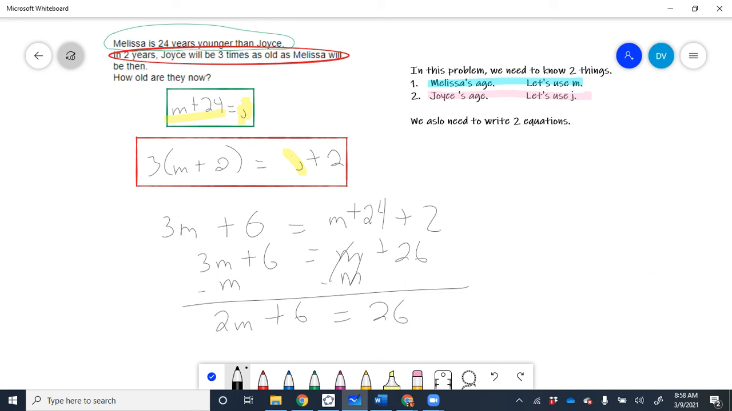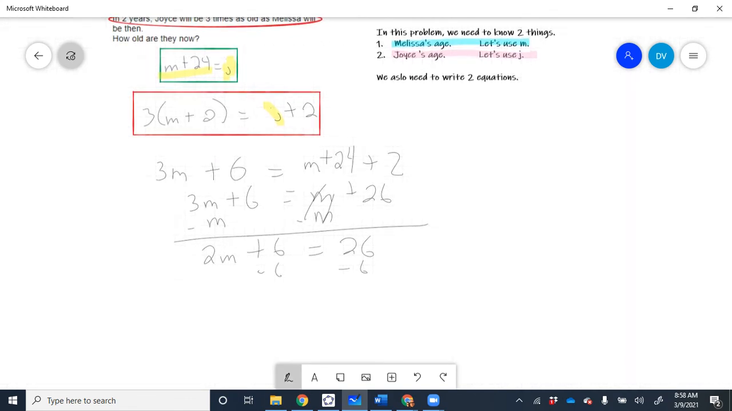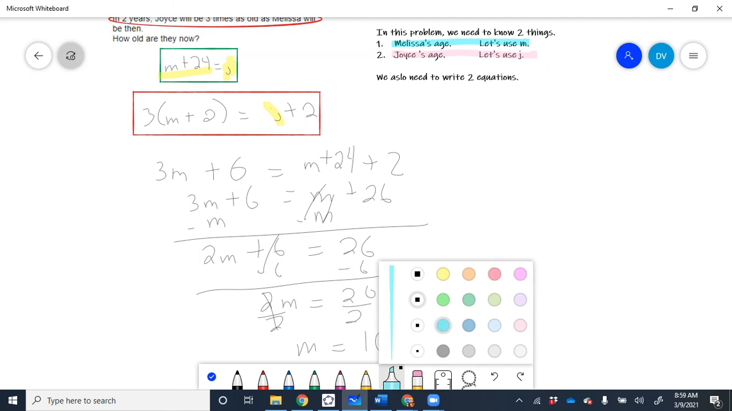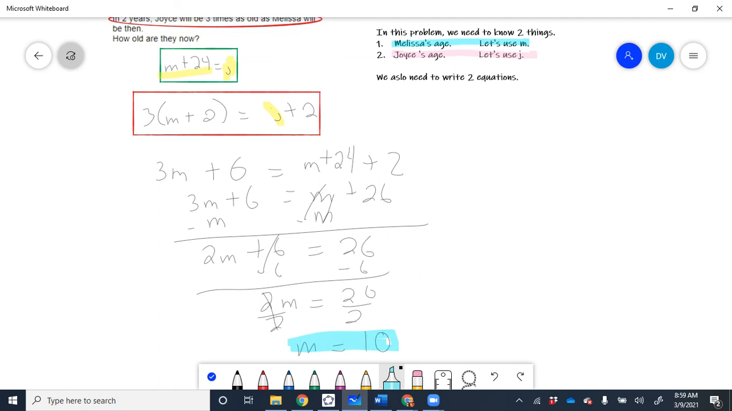And since they have added 6, I'm going to need to subtract 6 from both sides. I'm also going to need to make more room. Subtract 6 and subtract 6. So when I subtract 6, I get 2m is equal to 26 minus 6 is 20. And then we're going to divide by 2. So m, 20 divided by 2 is 10. And remember, Melissa, we used blue, so I'm going to highlight that with blue. Melissa is 10. M equals 10.